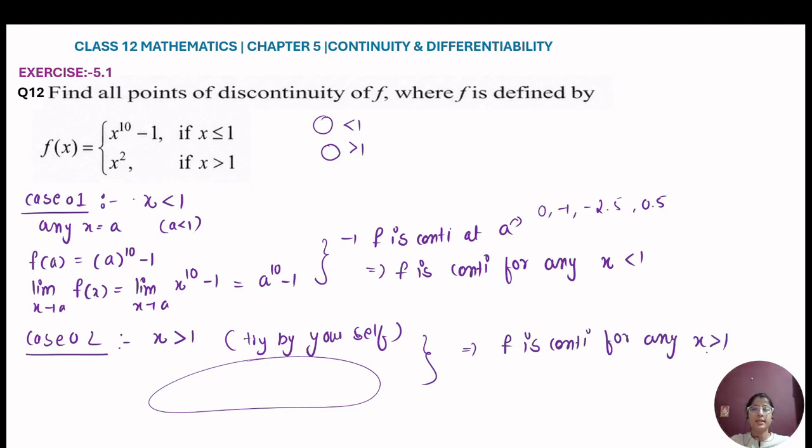Now, in the domain, as you can see, our domain is the real numbers. So in the domain we are only left with the point x equals 1 where we have to check the continuity. So this should be our last case, which will be case number 3. Case number 3 will be when x is equal to 1. For that, first we find our function value.